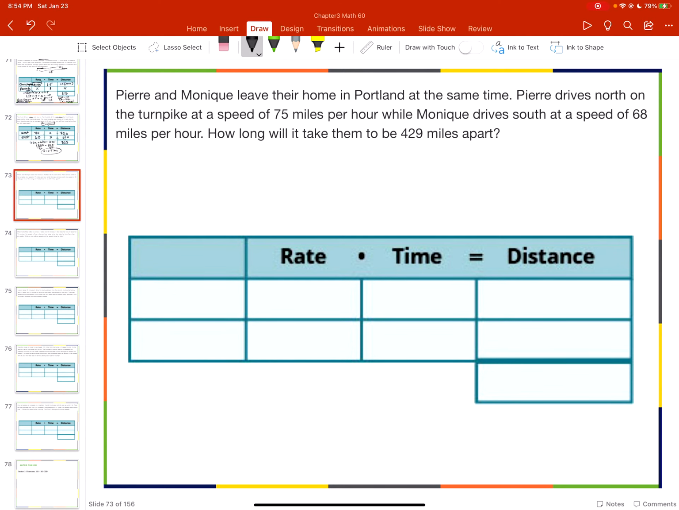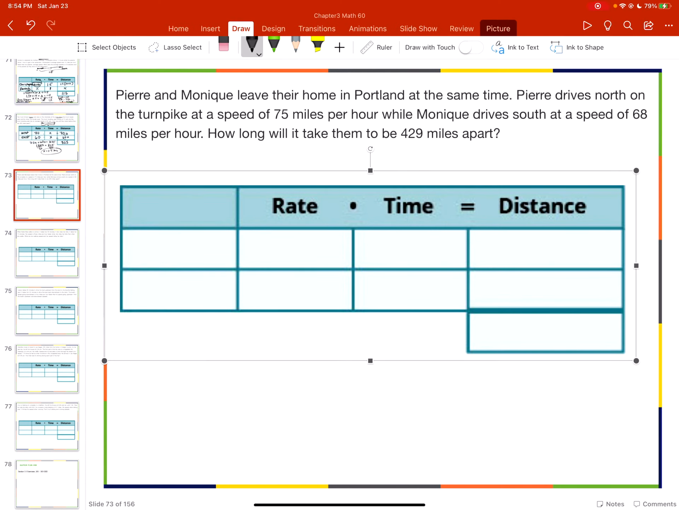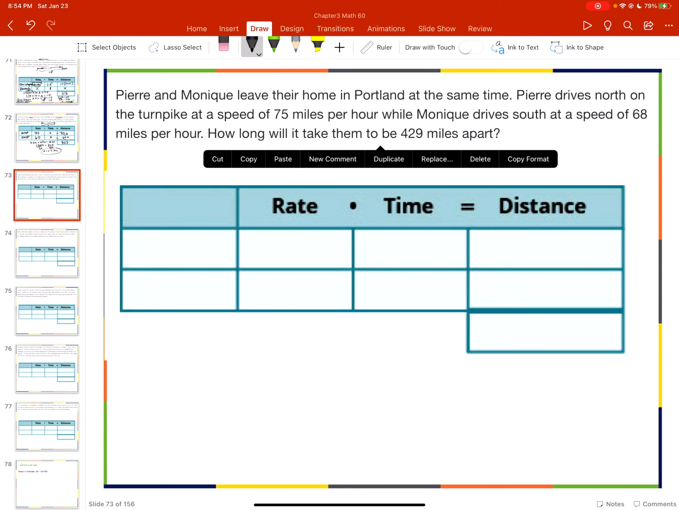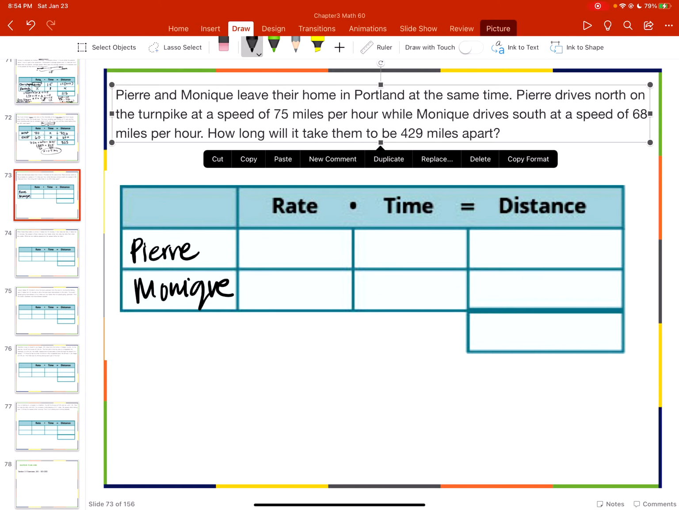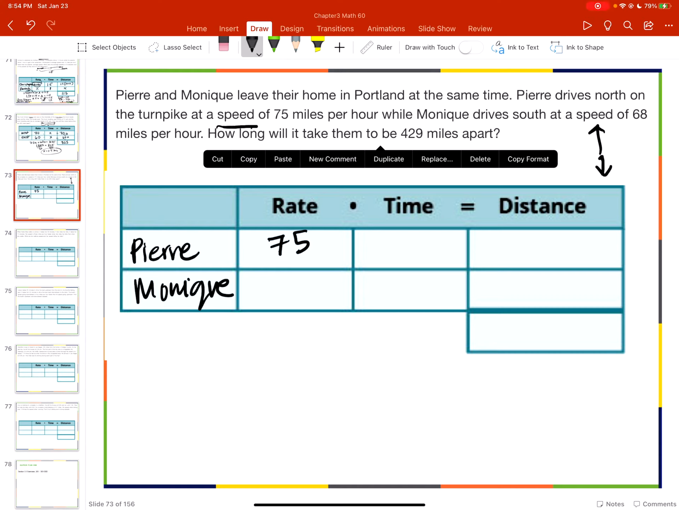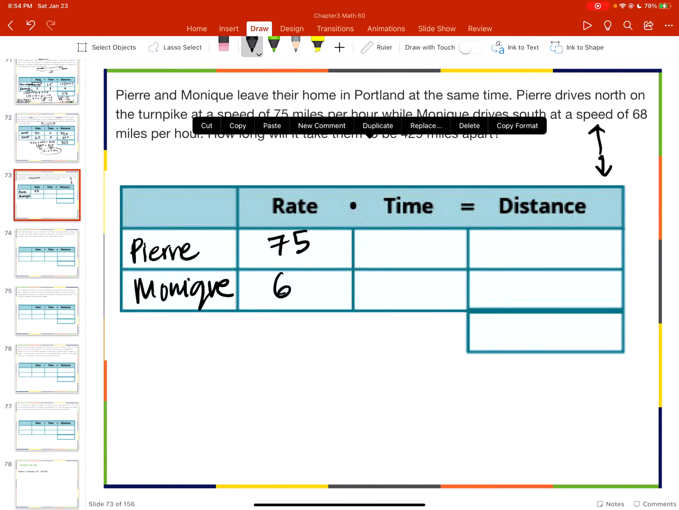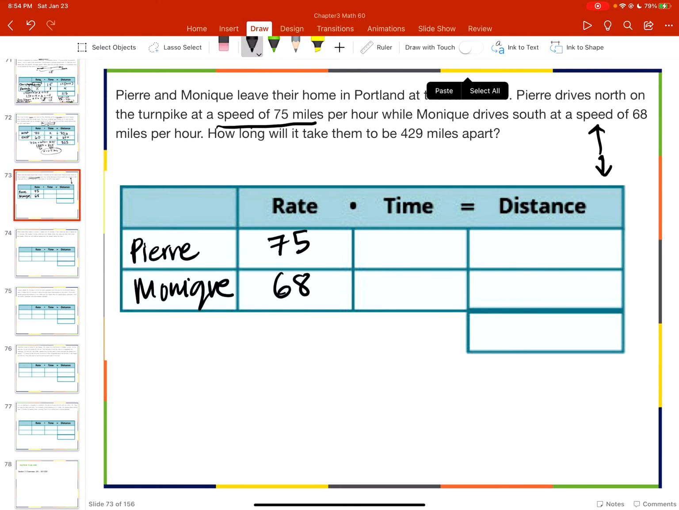Okay, so let's do another one. This is the same kind of thing we just did, but that's okay. All right, so we have Pierre and we have Monique. This is more practice. They leave at the same time, except that now Pierre drives north, and she drives south. Pierre drives north on the turnpike at 75 miles per hour, and Monique drives south at 68 miles per hour, and they both left at the same time. That's the hint right here, same time. So that means that they traveled the same amount of time. So that could be x right there.